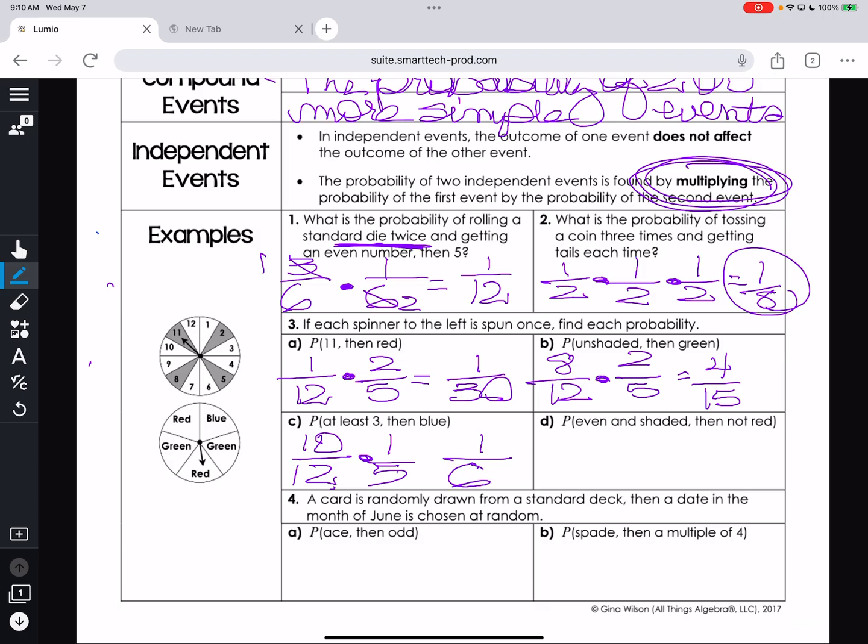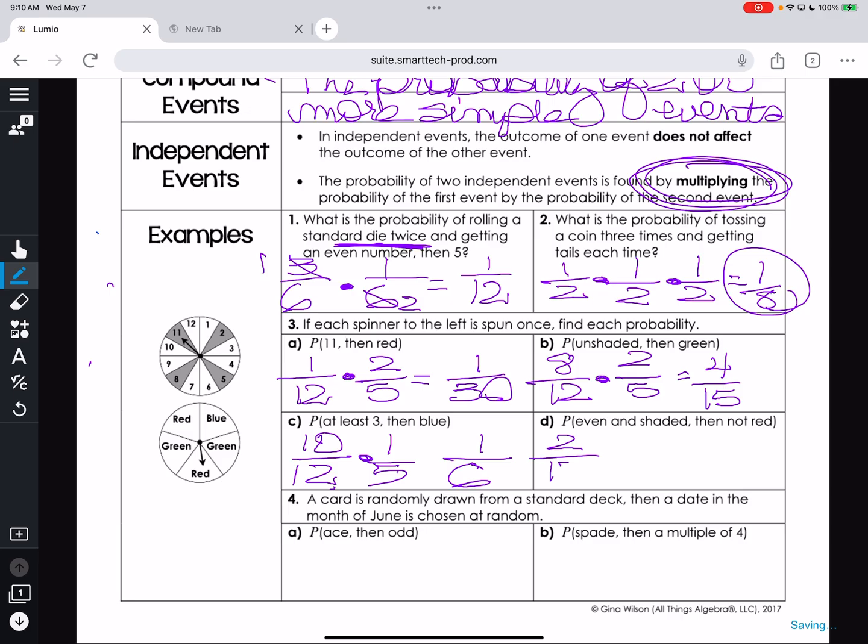Even and shaded. Okay, remember, if it is shaded and it's even, you can't count it. It's 1/3. What'd you put? How many are even and shaded? 2. Yeah. 2/12, and then that are not red, 3/5.